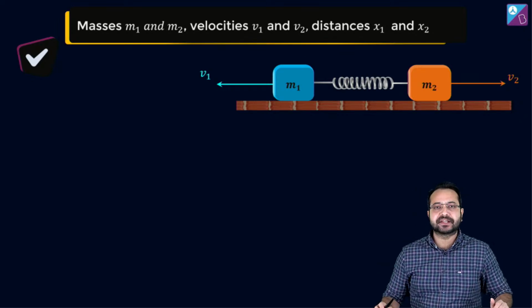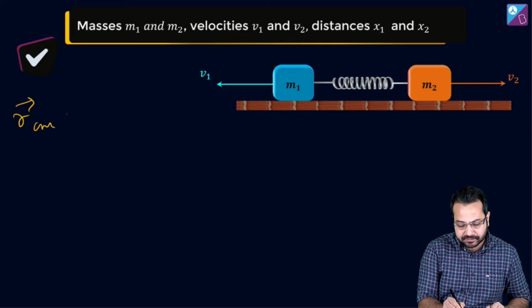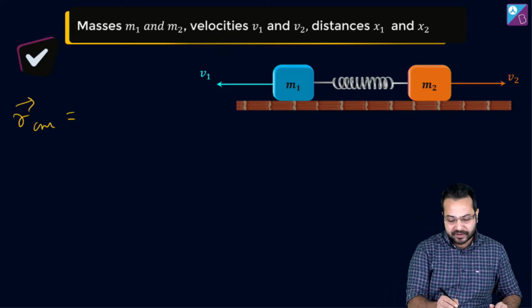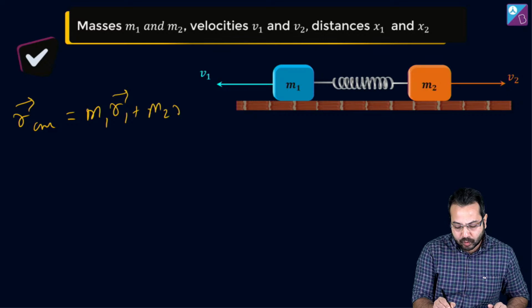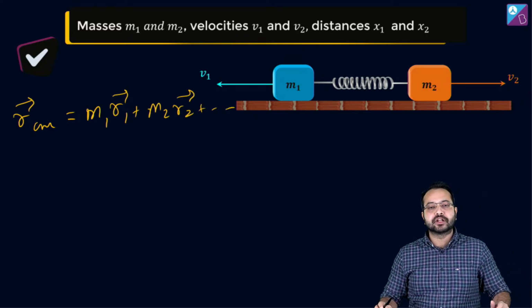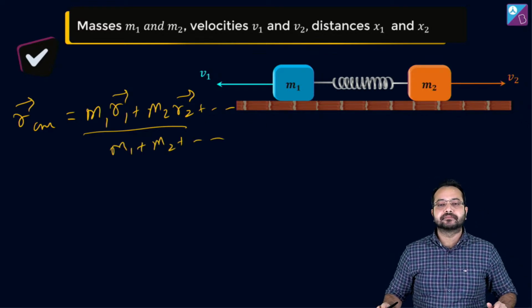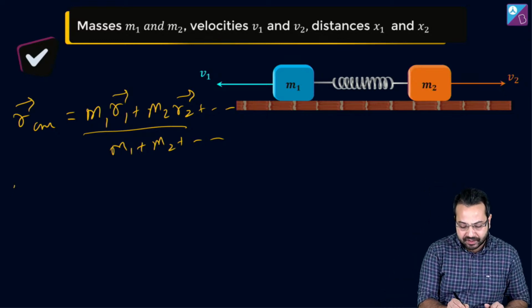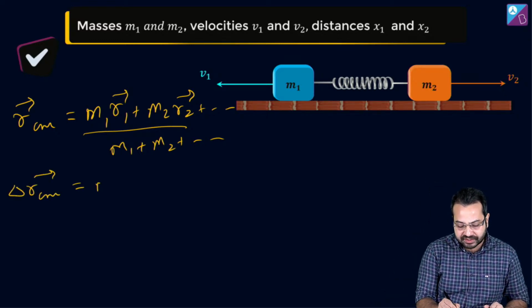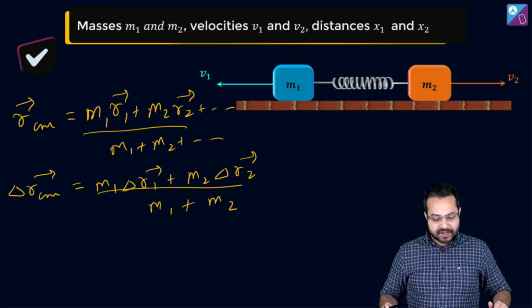So first some basic things. How do we define the position of the center of mass? Suppose we have particles whose masses are m1, m2 and so on: r_cm = (m1 r1 + m2 r2 + ...) divided by the total mass m1 + m2 + ... If we take a delta on both sides, the difference on both sides, then delta r_cm = (m1 delta r1 + m2 delta r2) divided by (m1 + m2). Since there are only two masses in the system, I'm just considering m1 and m2.